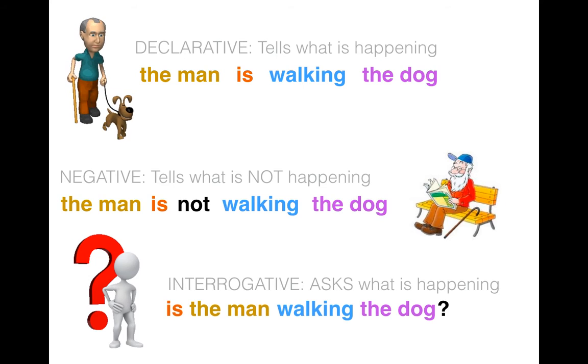Look at all three sentences. Each sentence uses the four parts: subject, helping verb, verb, information, but changing the order of the words, the syntax, changes what the sentence says.